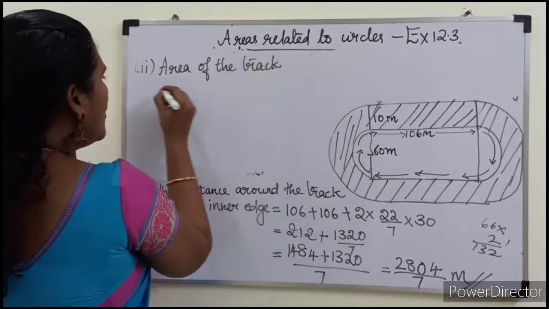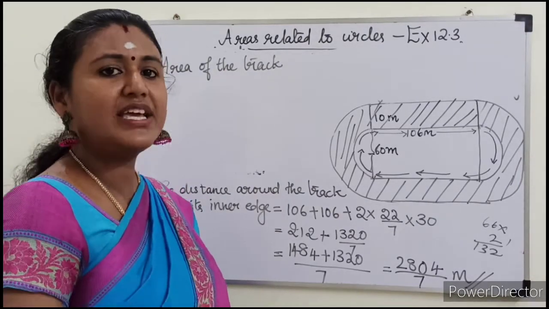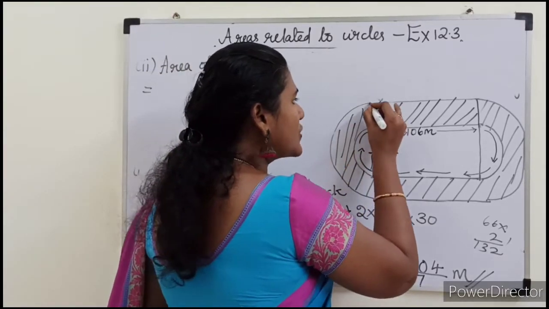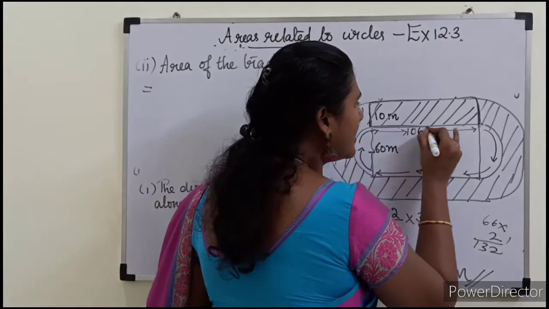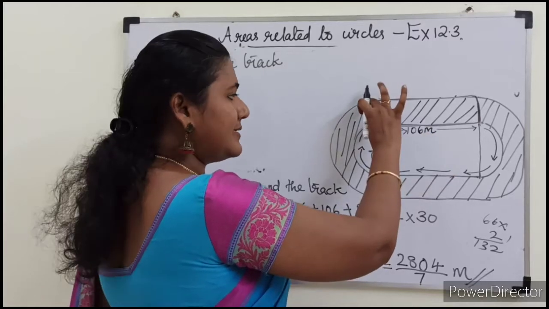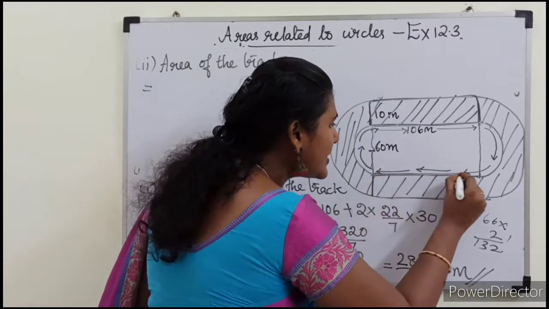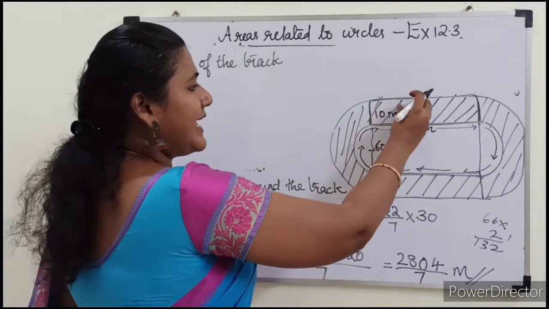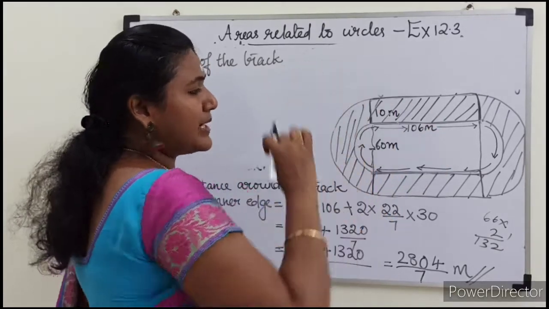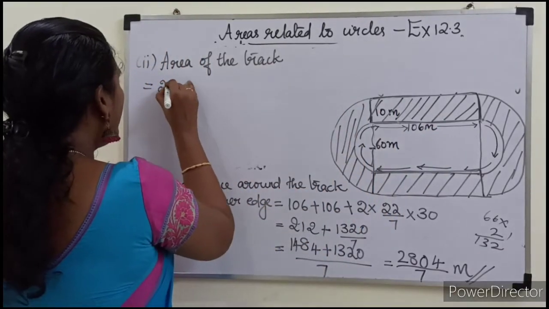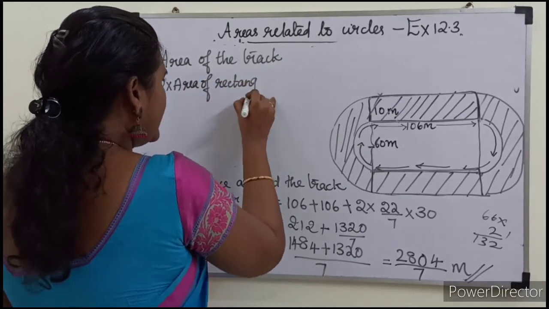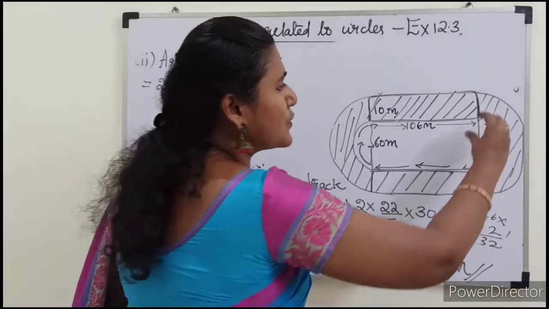If you see here, for finding the area of the track, we can divide this track into different figures. If you consider this portion, actually this is a rectangle. So a rectangle of length 106 meter and breadth 10. So we have two such rectangles here. So we will take 2 times the area of a rectangle with length 106 and breadth 10 meter. So we will take 2 into area of rectangle plus, now we will see this portion.